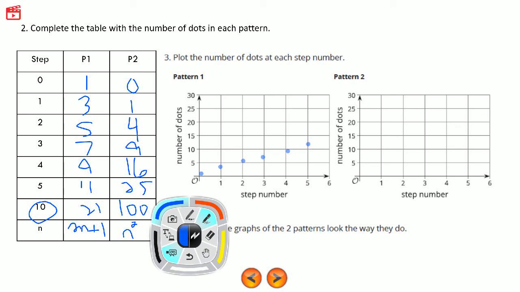And then pattern 2, we have 0, 1, 4, 9, 16, 25, and then 36. Okay. So on pattern 2, the dots curve upward because it increases from step to step. Definitely not linear.